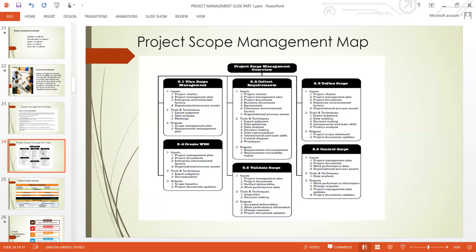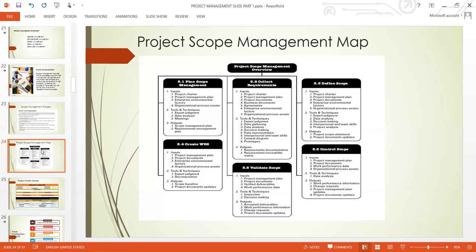Then after requirements gathering, you go to scope definition. You can see the project charter is still there. It's part of the input. You still need to work with your project charter, project management plan, and enterprise environment. These are the things you can't do without.